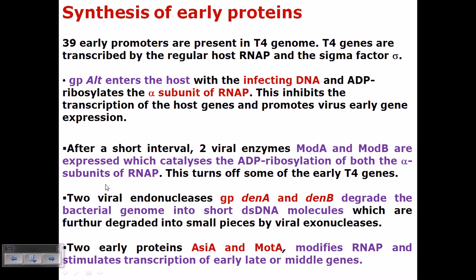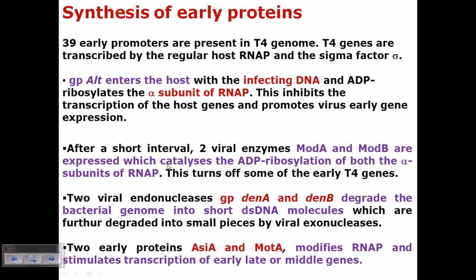After that, after a short interval, two viral enzymes are coded: one is mod A, another one is mod B. The expression of mod A and mod B catalyzes the ADP-ribosylation of both the alpha subunits of RNAP, or RNA polymerase. When we're talking about RNAP, we're talking about RNA polymerase, right? Because RNA polymerase has different subunits: one is alpha, another one is beta, and there is also the sigma factor. Here the alpha subunit is being ribosylated by mod A and mod B. This turns off some of the early T4 genes.